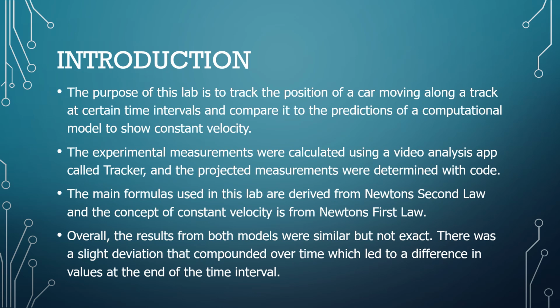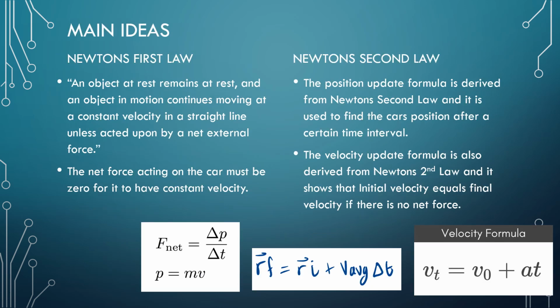So the main ideas are Newton's first law that states an object at rest remains at rest unless acted upon by an outside force. The net force acting on the car must be zero for it to have constant velocity. And then Newton's second law, which is the momentum principle, as shown on the left image.